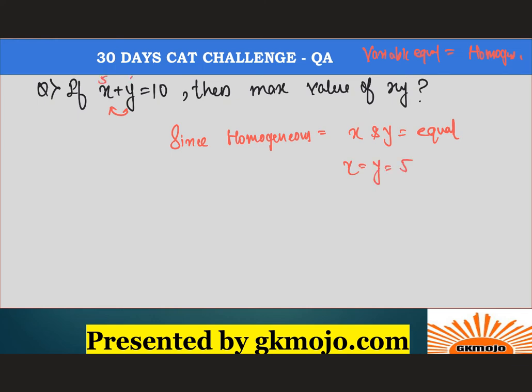Because 5 plus 5 is 10, right? So what would be the maximum value of this xy? The maximum value will be 5 into 5, that is 25. And this is how you need to calculate the maximum minimum value. So I am taking a very basic example so that you understand this concept. We'll go step by step.